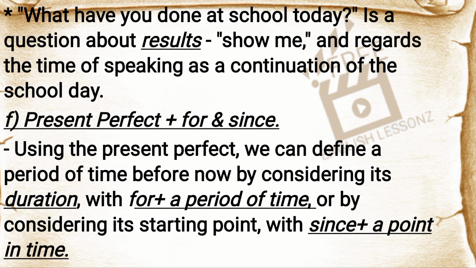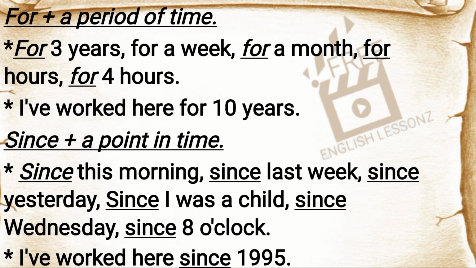F. Present perfect plus for and since. Using the present perfect, we can define a period of time before now by considering its duration, with for plus a period of time, or by considering its starting point, with since plus a point in time. For plus a period of time: for 3 years, for a week, for a month, for 4 hours. I've worked here for 10 years. Since plus a point in time: since this morning, since last week, since yesterday, since I was a child, since Wednesday, since 8 o'clock. I've worked here since 1995.